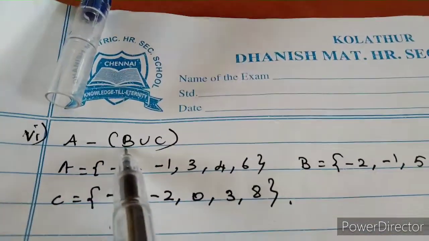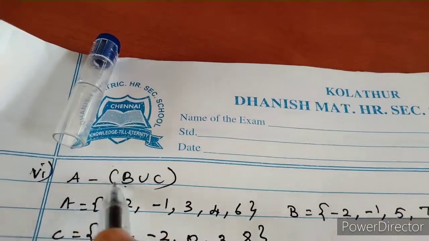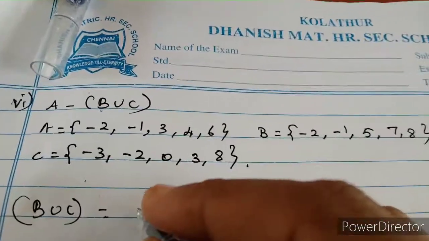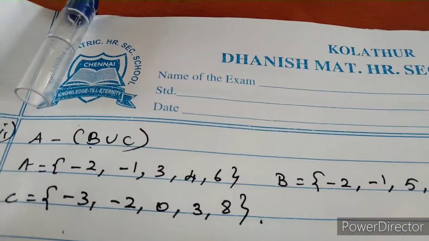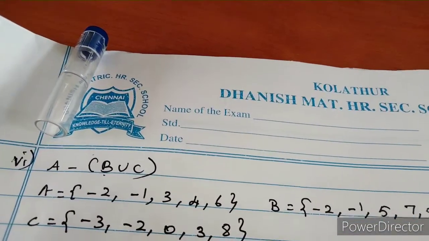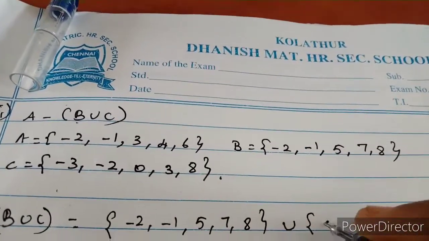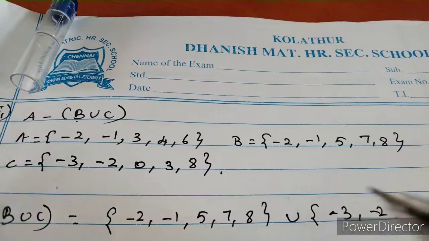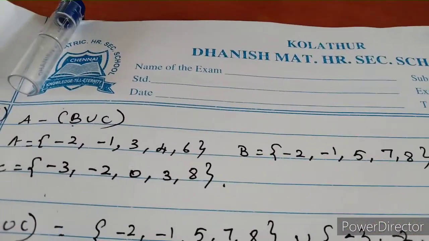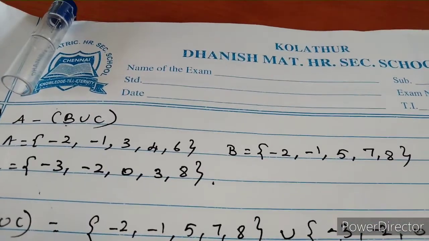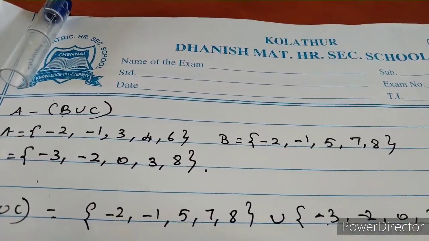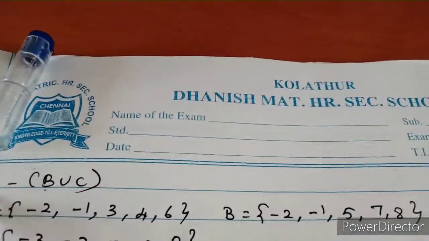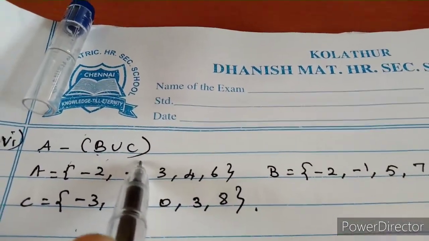Your sixth question is A minus (B union C). First you have to find out the bracket, B union C. Write the elements of B: -2, -1, 5, 7 and 8. Union elements of C: -3, -2, 0, 3 and 8. Now write all the numbers together: -3, -2, -1, 0, 3, 5, 7 and 8.